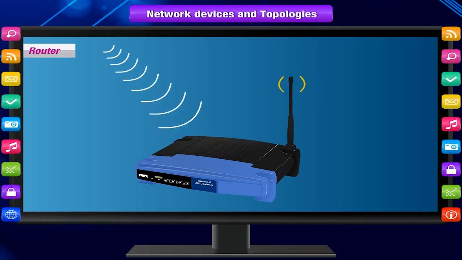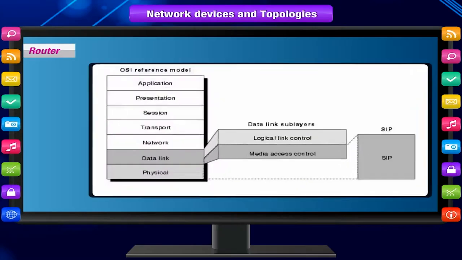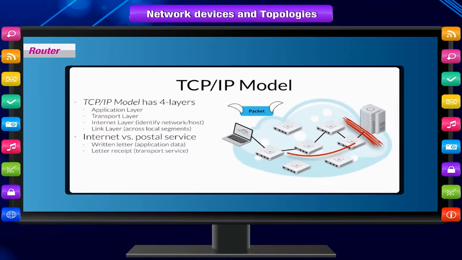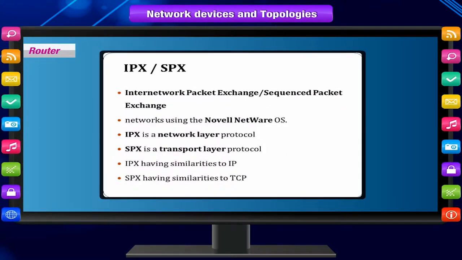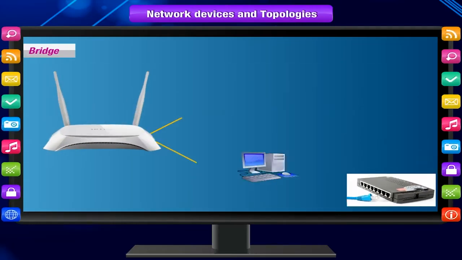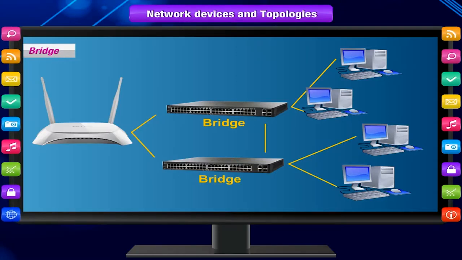They can connect networks with different architectures such as token ring and Ethernet, although they can transform information only at the data link level. Routers cannot transform information from one data format such as TCP or IP to another such as IPX or SPX. Bridge. If a router connects two different types of networks, then a bridge connects two sub-networks as a part of the same network.